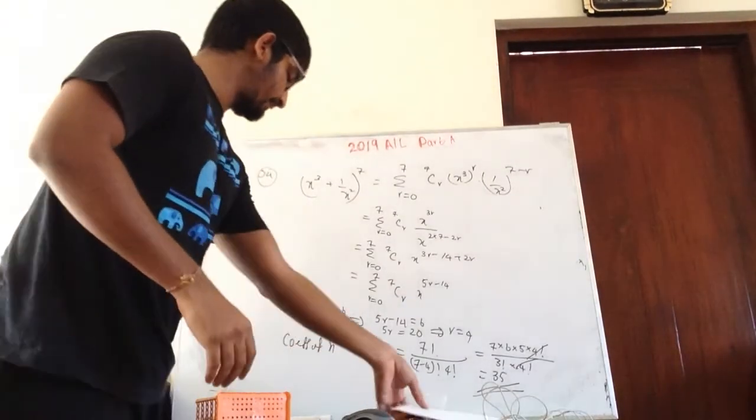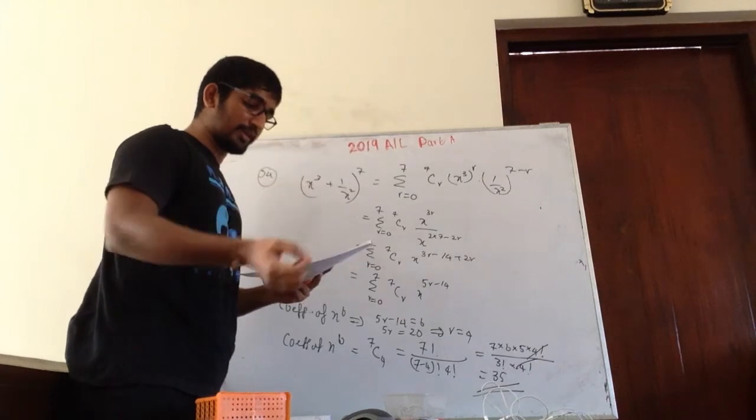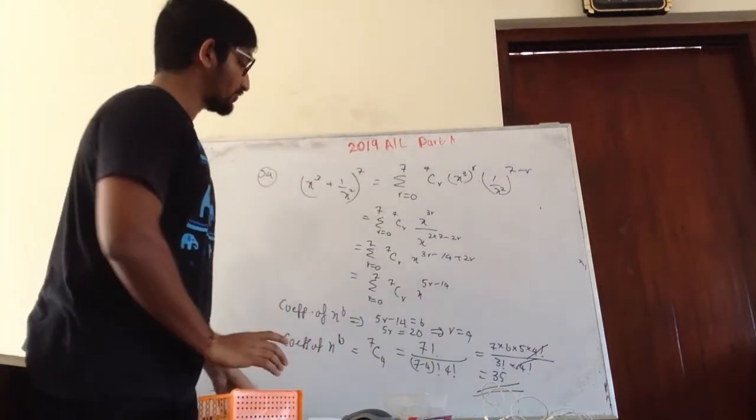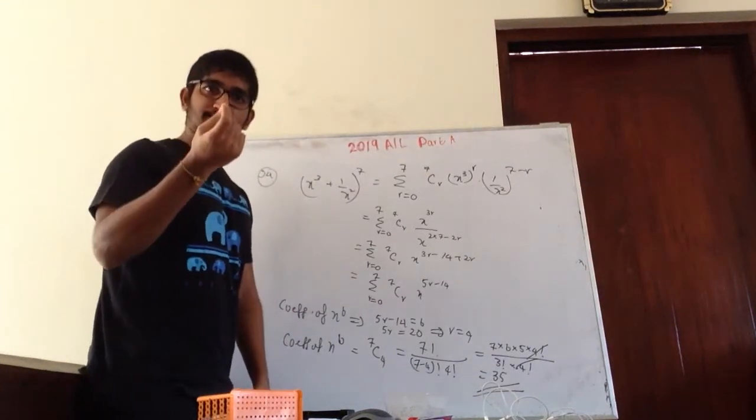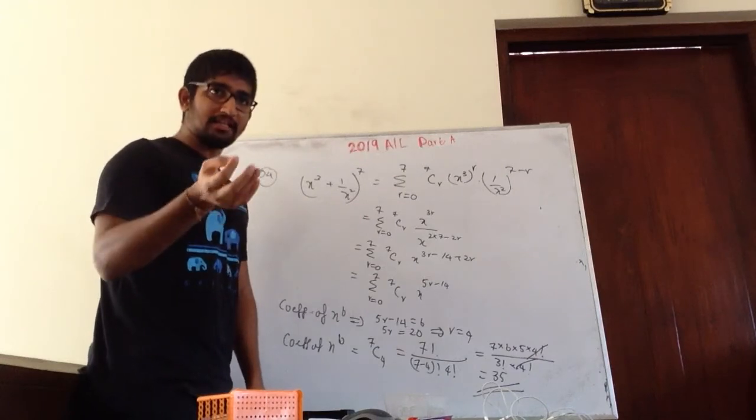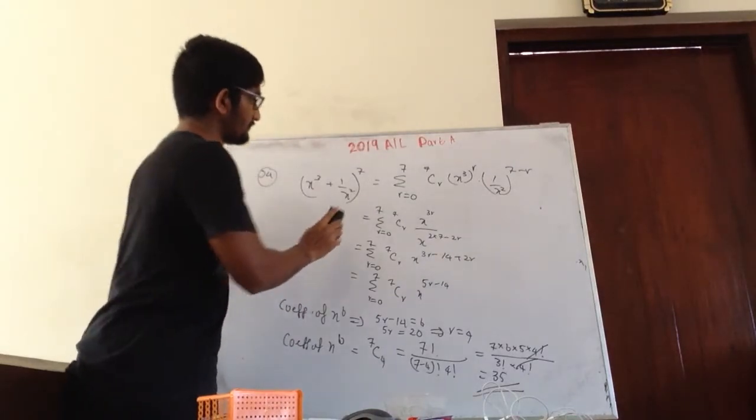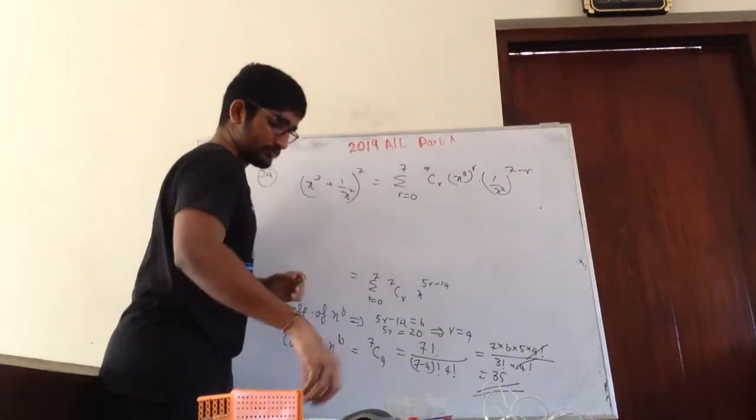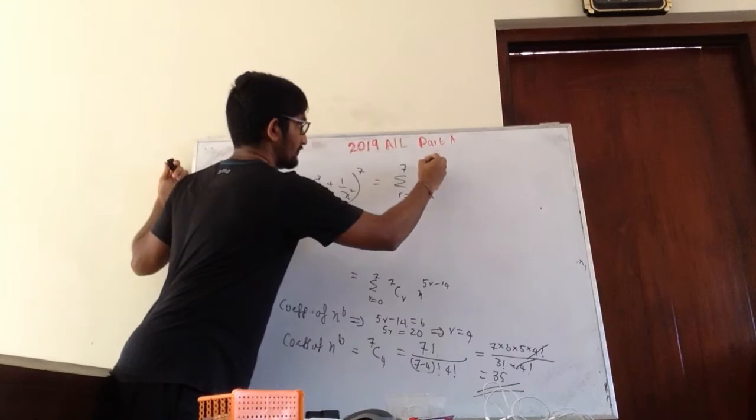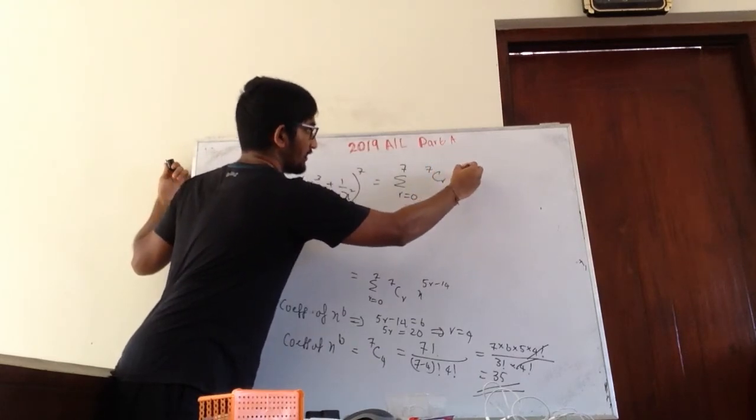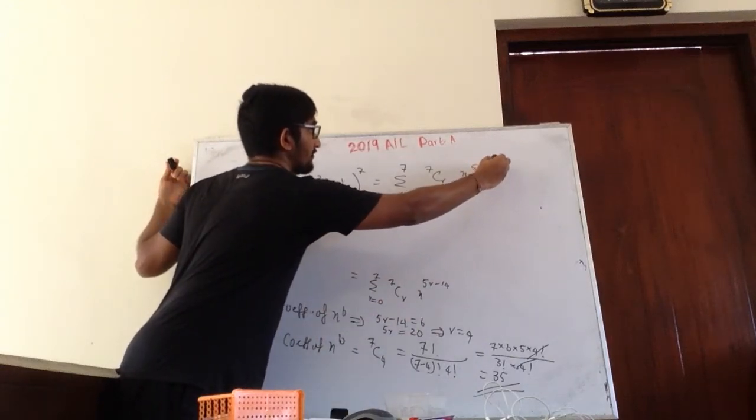Then they are asking to show that there does not exist a term independent of x in the above binomial expansion. So what we need to do is consider x to the power 0. We need to show that there will not be a coefficient that will satisfy that. This is 7cr x to the power 5r minus 14.